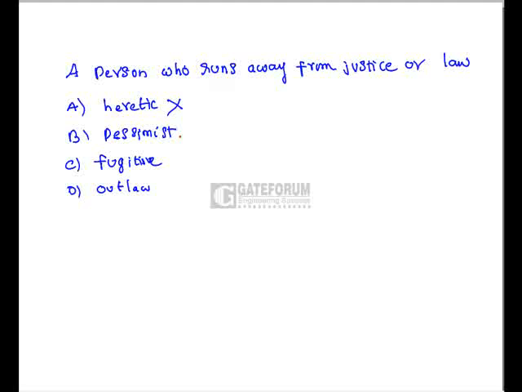Pessimist. Pessimist is the one, look at the word ending with -IST, which refers to one who. A pessimist is the one who always looks at the darker side of life.